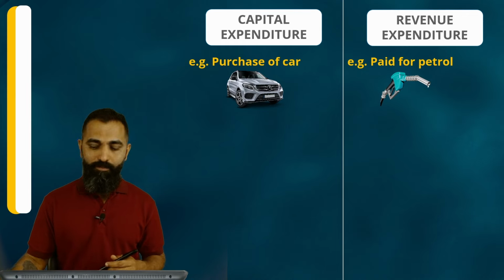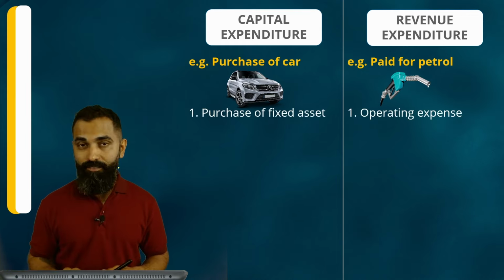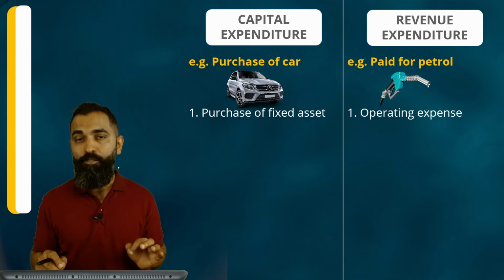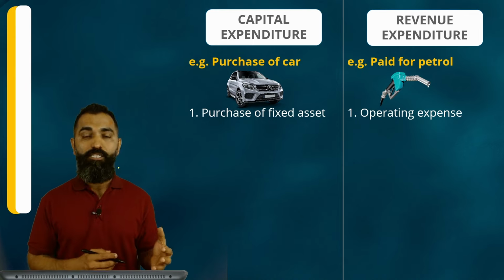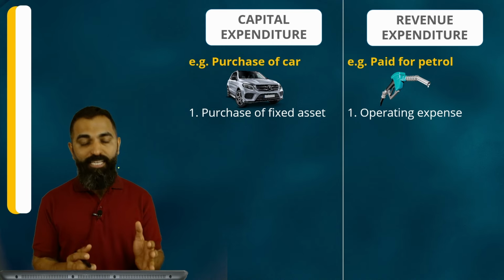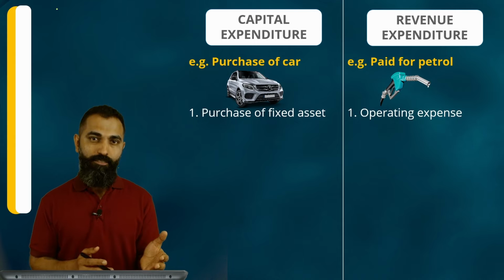Purchase of car here means purchase of fixed asset. Alright. So, आपने fixed asset purchase किया. And whereas paying for petrol is an operating expense. Now, what is meant by operating expense? Operating expense simply means an expense which is required for day-to-day operations.